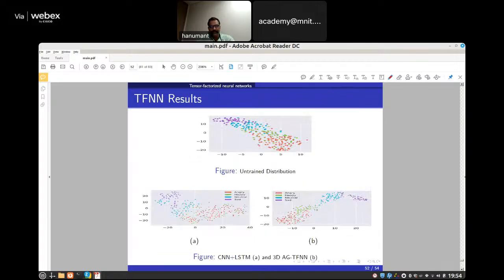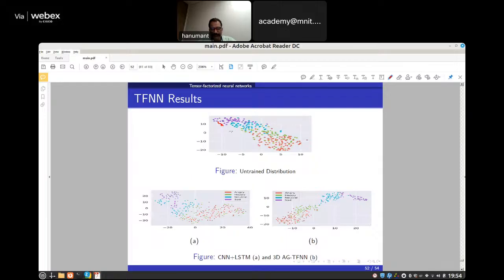So I got my tensor. Now we applied this TFNN, and we want to see what the result is here. This is the untrained distribution. For example, angry is red, happy is green, and neutral is blue, and sad is some shade of dark blue, probably indigo.